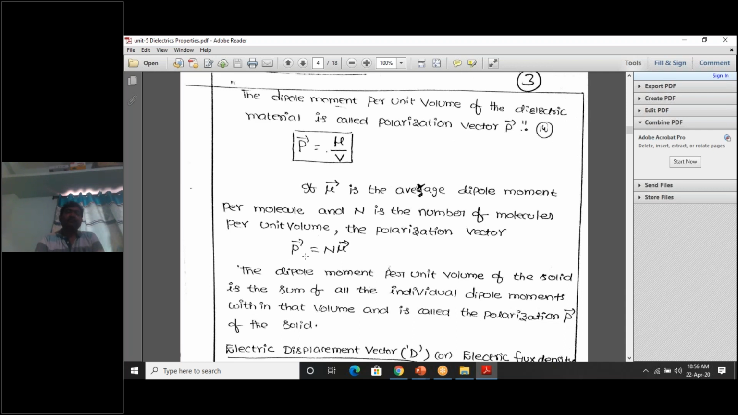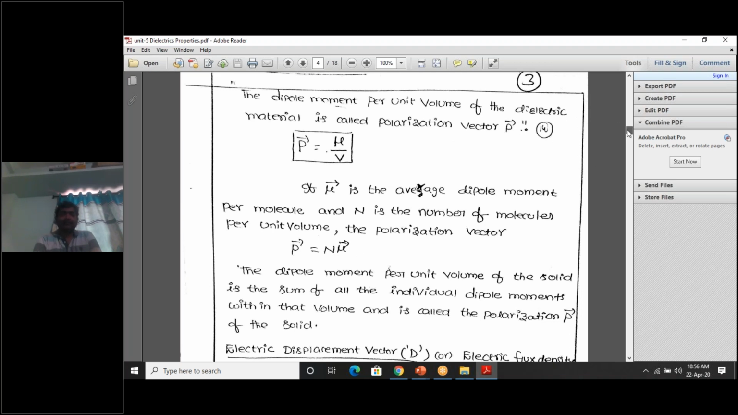So the polarization vector is also defined as the number of dielectric atoms in the unit volume into mu bar, the average dipole moment of each atom in that unit volume. But you just remember one definition: P bar as mu by V, dipole moment per unit volume. This definition will be useful in next derivations. P bar, the polarization vector, can also be represented as N into mu bar.